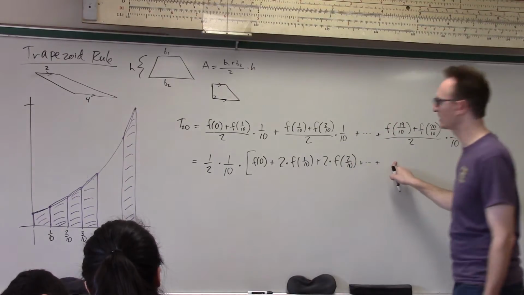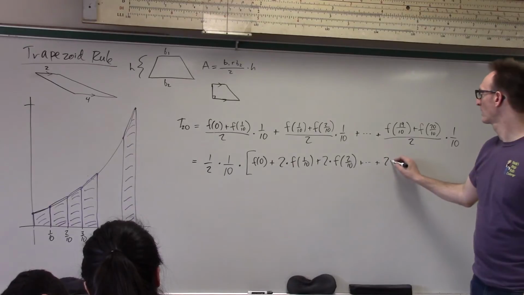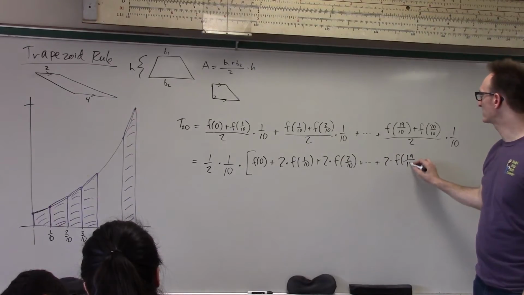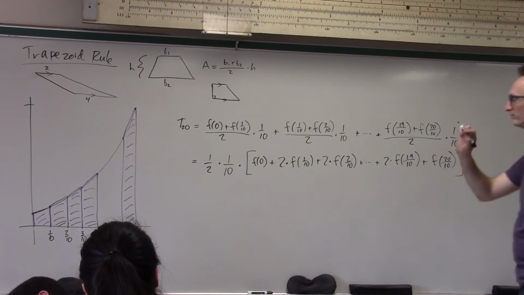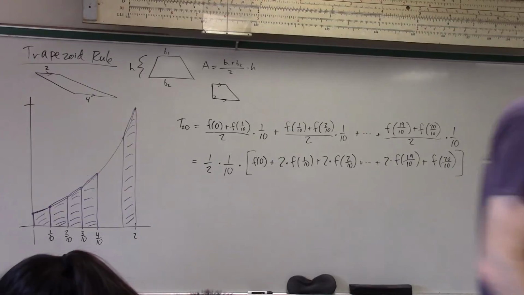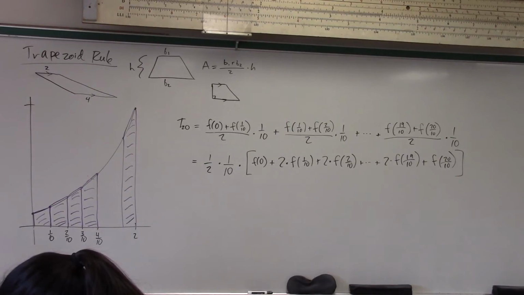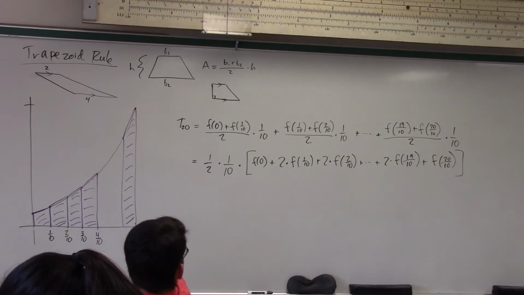What's the last one which gets used twice? F of 19/10 plus, and then the last one is f of 20/10. So that is going to do it. That's going to give me T20. Okay, yeah, that's a really nice way to do it.